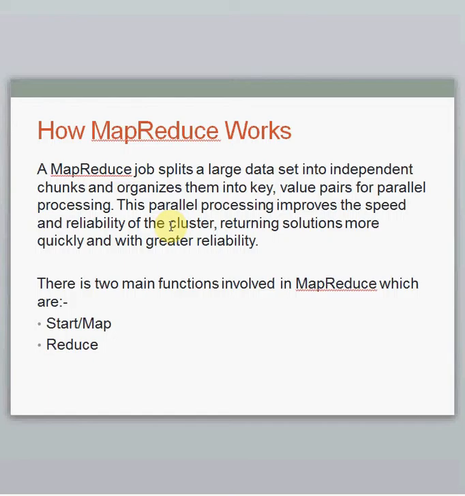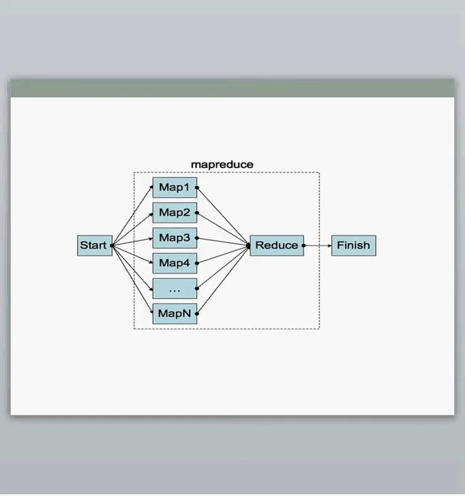There are two main functions involved in MapReduce, which are the map and reduce functions. The map function divides the input into ranges by the input format and creates a map task for each range in the input. The job tracker distributes those tasks to the worker nodes. The output of each map task is partitioned into a group of key value pairs for each reduce.